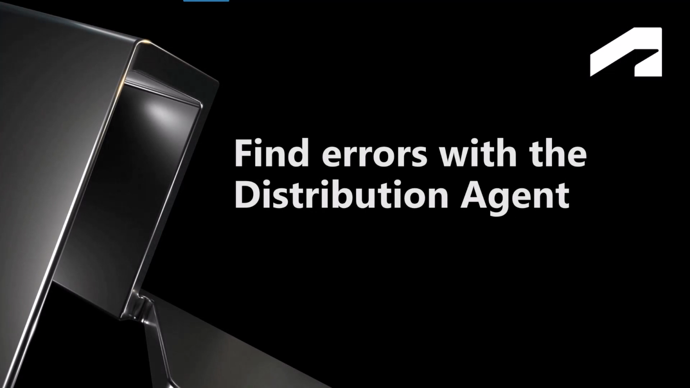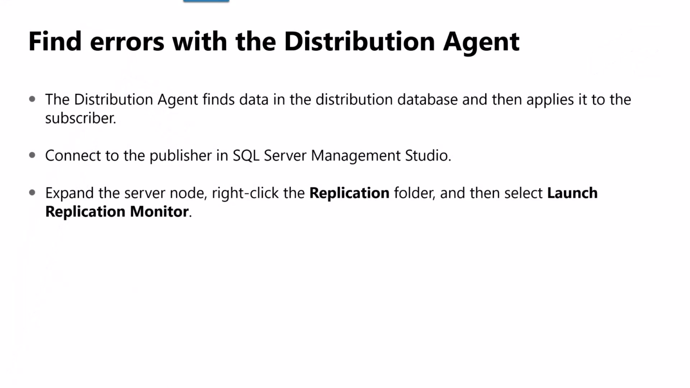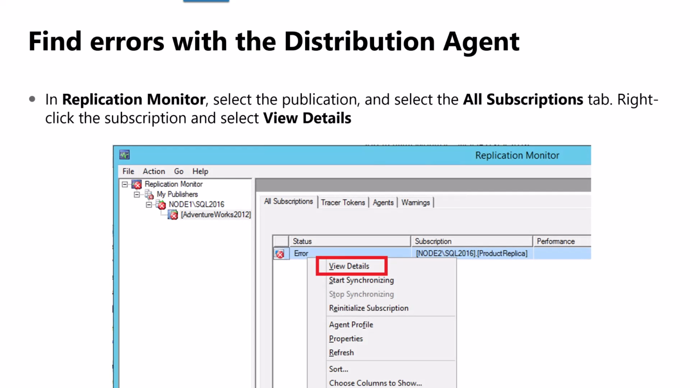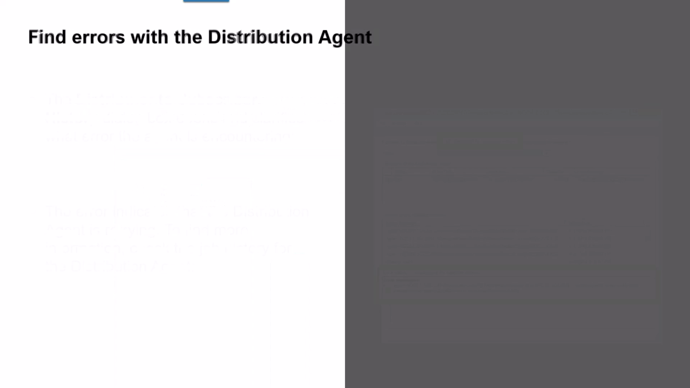Finding errors with the distribution agent. The distribution agent finds data in the distribution database and then applies it to the subscriber. Connect to the publisher in SQL Server Management Studio. Expand the server node, right-click the replication folder, and then select Launch Replication Monitor. In Replication Monitor, select the publication and select the All Subscriptions tab. Right-click the subscription and select View Details.